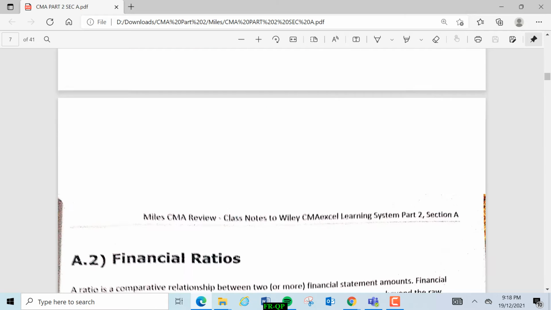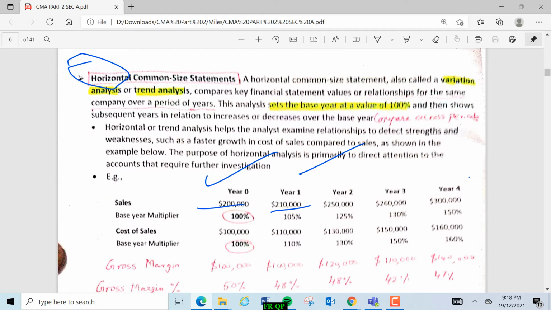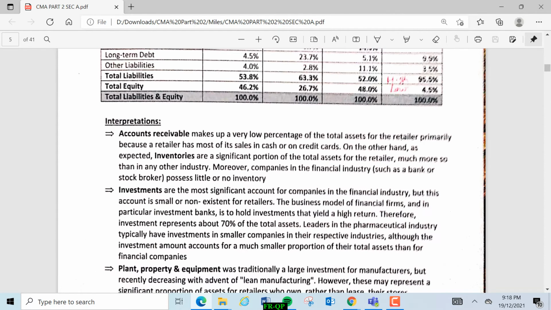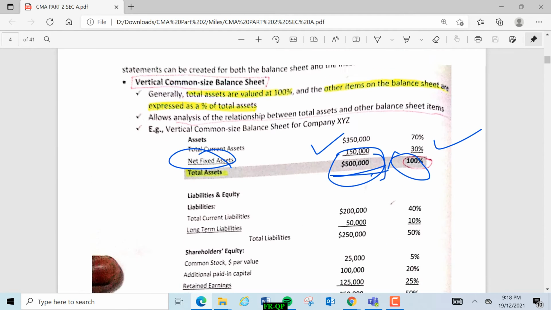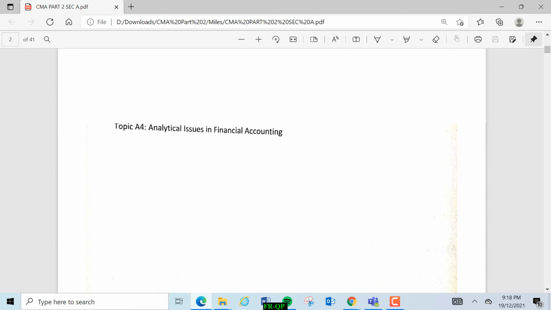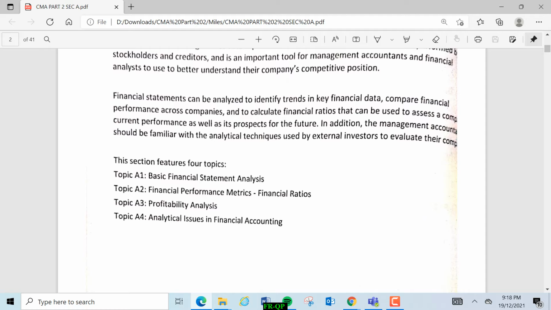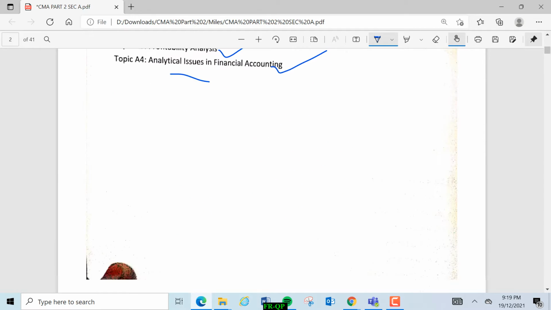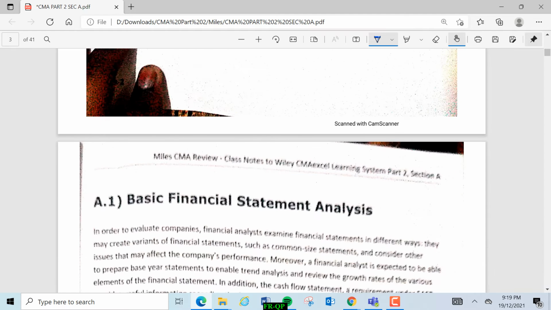So until now what I have covered, I'll give you a small overview, then we will move forward. In this section we have to complete 4 chapters, 4 topics: basic financial statements, performance analysis, ratios and profitability, and then some analytical issues related to financial accounting. These are the things we are going to cover.